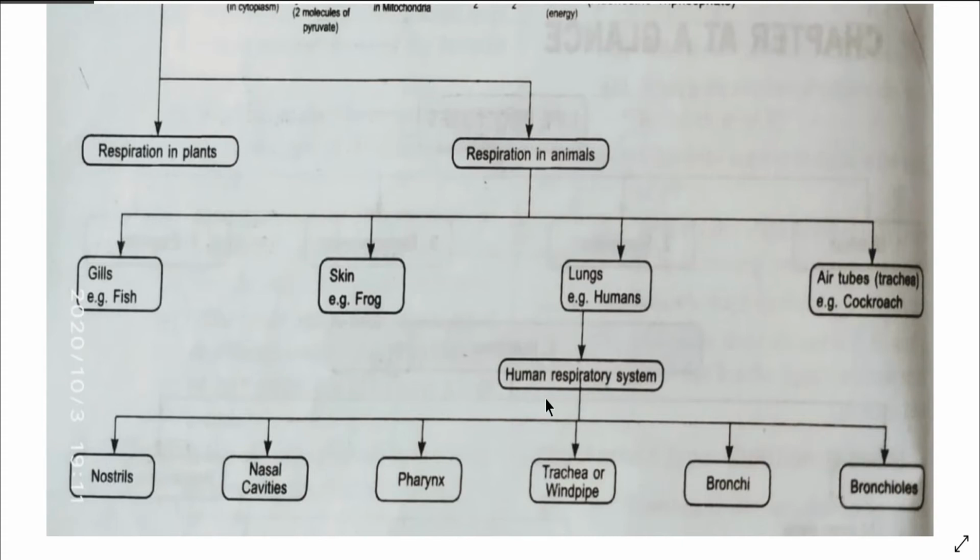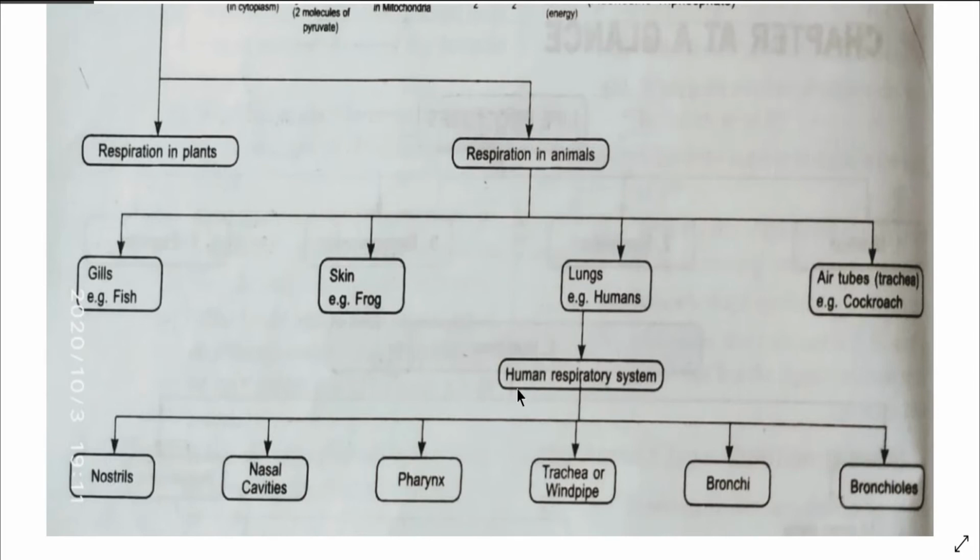Humans have a special system for breathing. Respiration means the breakdown of glucose, and for aerobic respiration we require oxygen. For that purpose, taking the oxygen in and giving out the carbon dioxide, we have a specific system. That system is called the respiratory system.